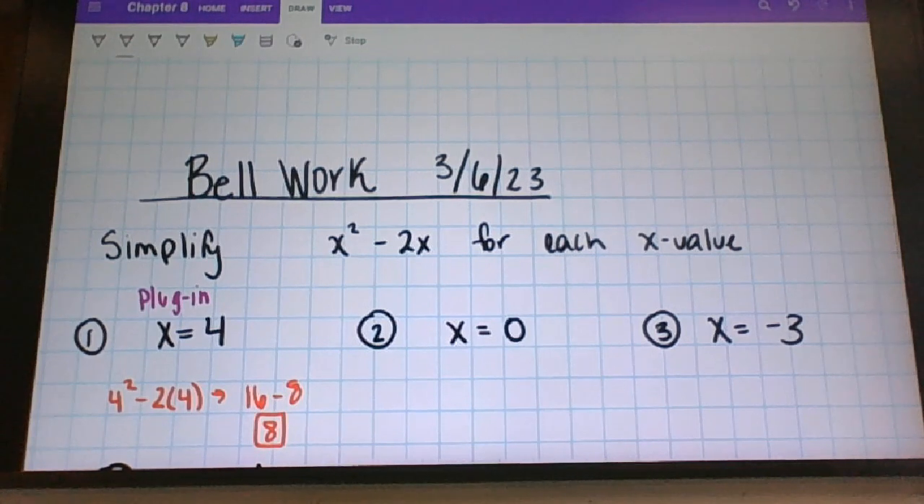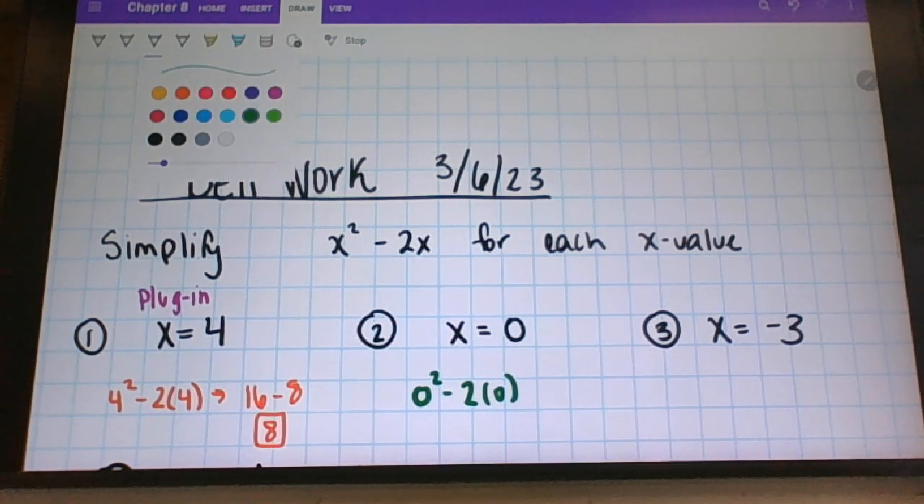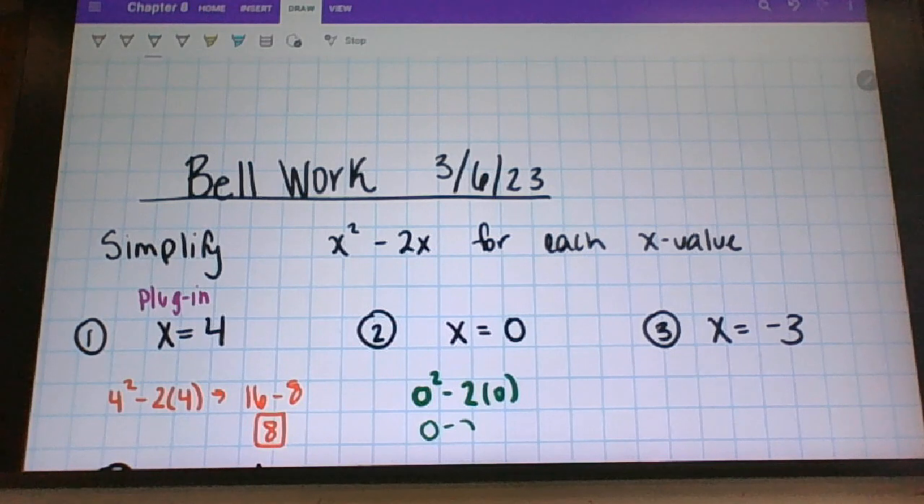Okay. 0 squared minus 2 times 0. 0 minus 0. That's gotta be the easiest one. I like plugging in 0. And then, let's see. Okay, this one's the hardest one.